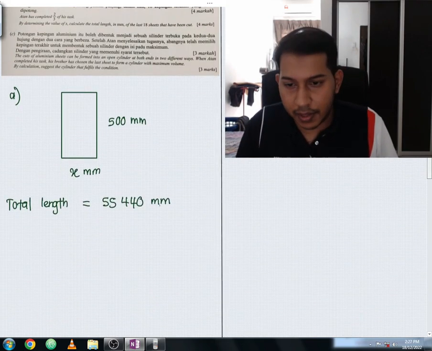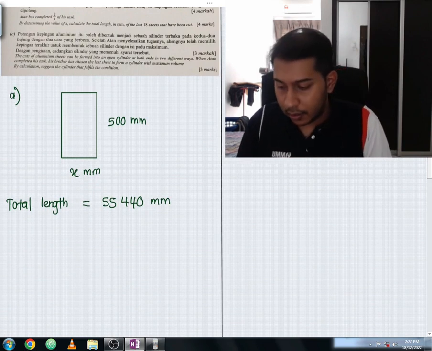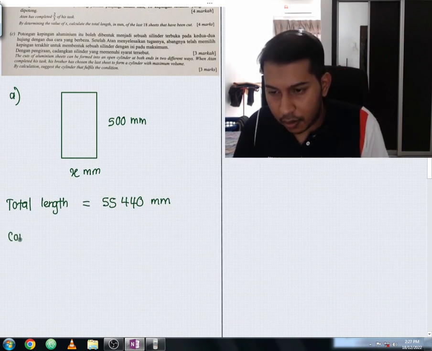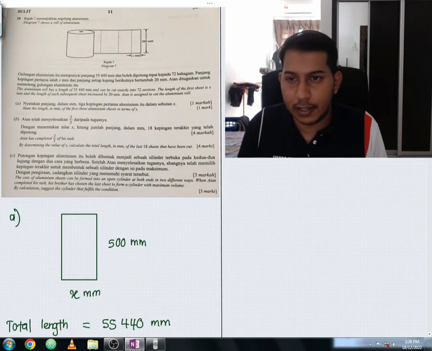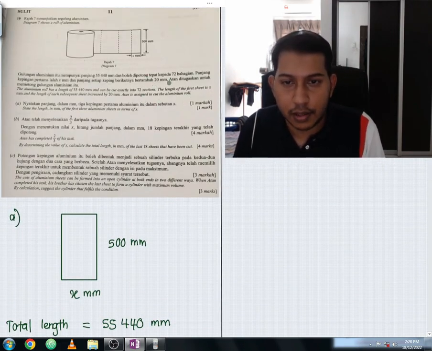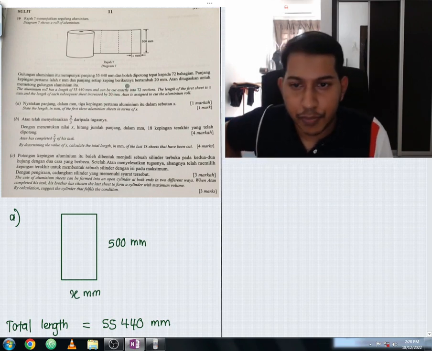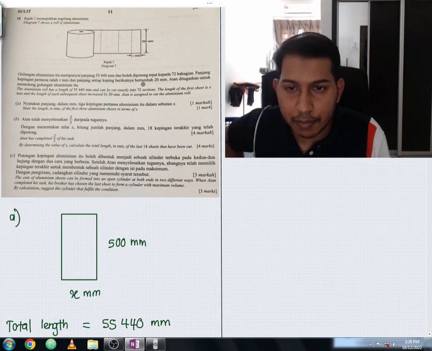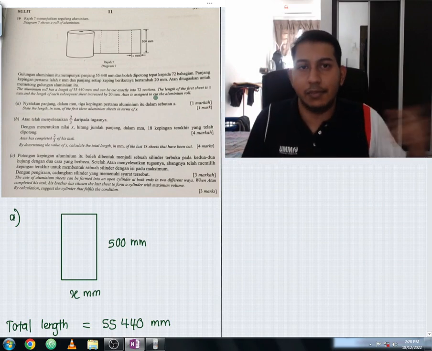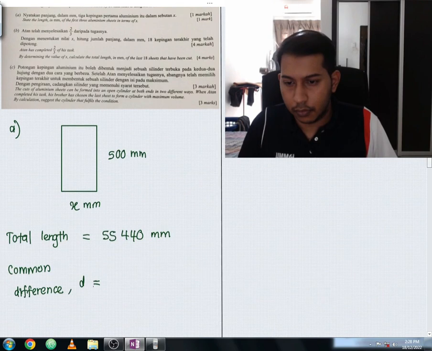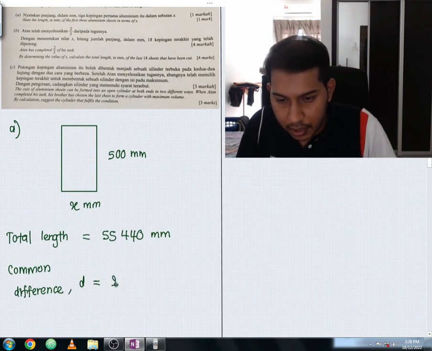So from here, if it's an arithmetic progression, that means you have a common difference, in this case denoted as letter D, which is also mentioned by the question. In this case it is 20 mm. This is in Malay and this is in English: increased by 20 mm. In Malay it is panjang setiap keping berikutnya bertambah 20 mm. So this statement means that every section increases by 20 mm subsequently. So in this case your common difference is 20 mm.